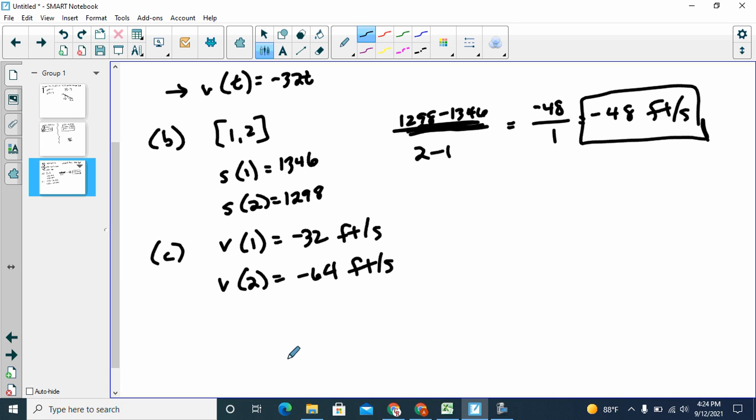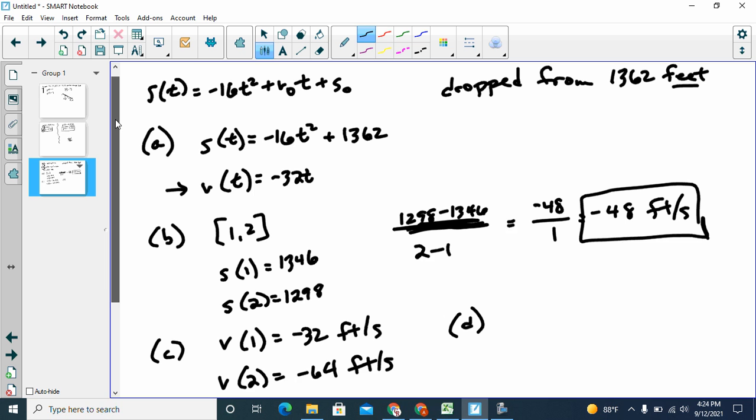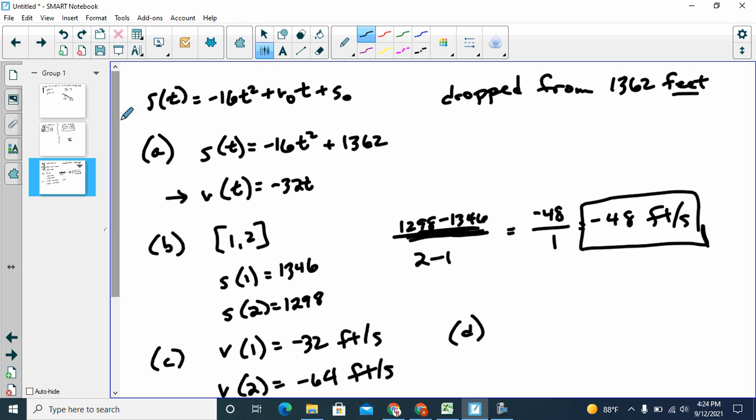Part D, find the time required for the coin to reach ground level. So when the silver dollar is at ground level, its position is 0. It has reached a height of 0. So we're going to plug in 0 for position, and we're going to solve for time.